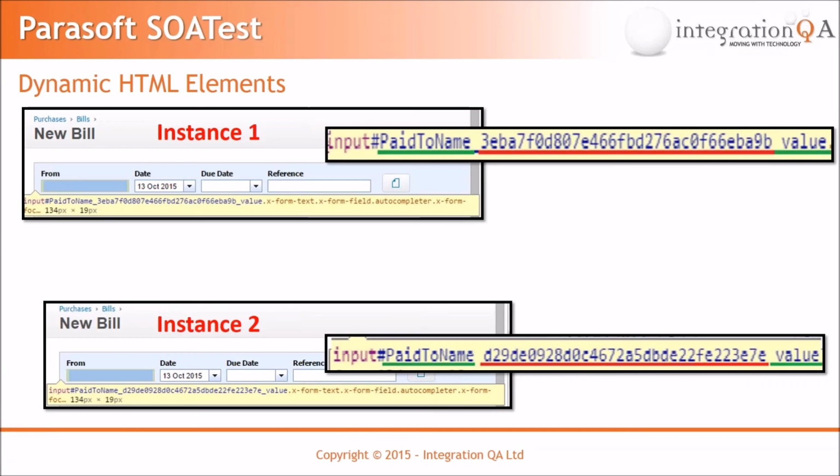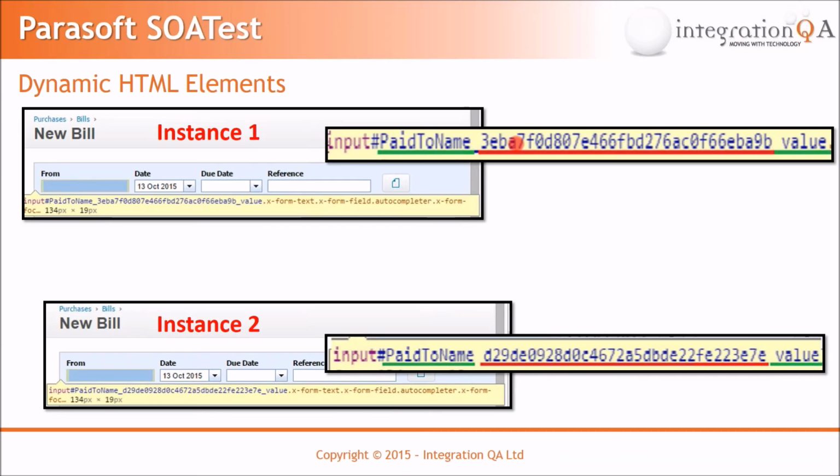On this next slide, we have an example of a dynamic element, which means it changes. Every time you refresh the page, the value changes, and it trips testing tools up all the time. Here you can see paid to name. Underlined in green means it's the same; underlined in red means it changes. You can see 3EBA for the first instance, and the second instance starts with what looks like D29DE. You can tell instantly those are different, and that's going to mess with the tool, because it's going to be looking for this ID and it's not going to find it. So what we do then is use what's called an XPath to search for it.